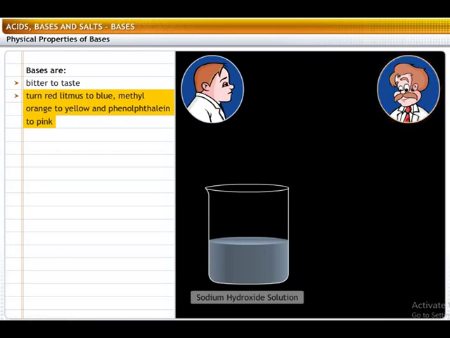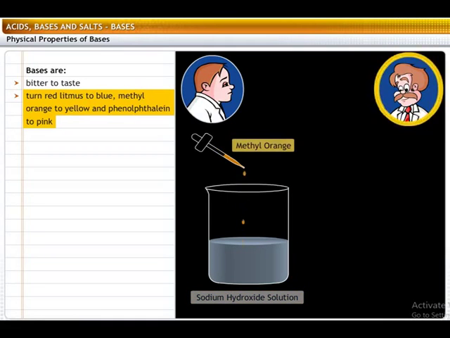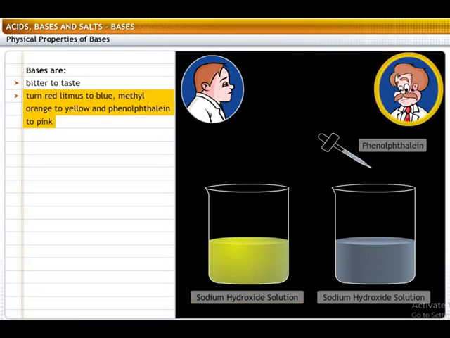On addition of methyl orange to a base, like sodium hydroxide, the orange color of methyl orange changes to yellow, and when phenolphthalein is added to sodium hydroxide, it changes to pink.